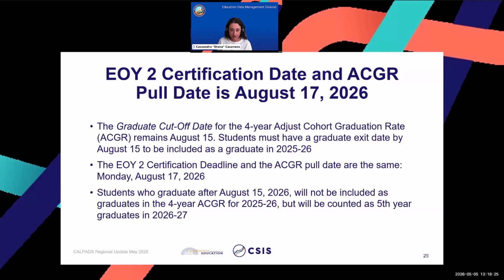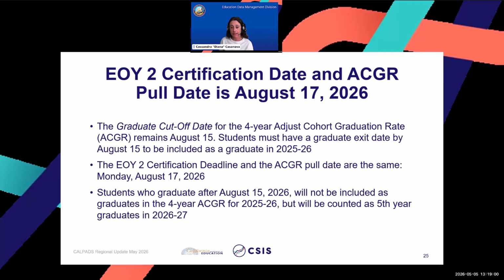All right, so speaking about the 4-year cohort and end of year 2 certification date and the pull date. It's August 17th, 2026. The graduate cutoff date, though, for the 4-year adjusted cohort graduation rate, the ACGR, remains August 15th. So students must have a graduate exit date by August 15 to be included as a graduate in 2025-26. Note that the end of year 2 certification deadline and the ACGR pull date are the same. That's Monday, August 17th, 2026.